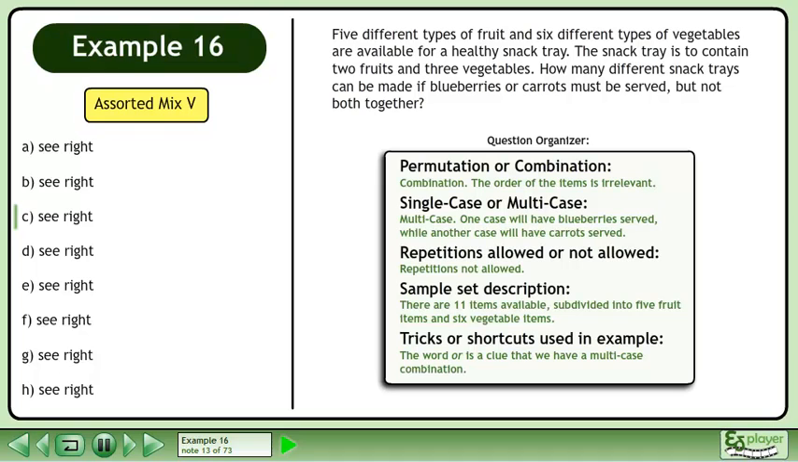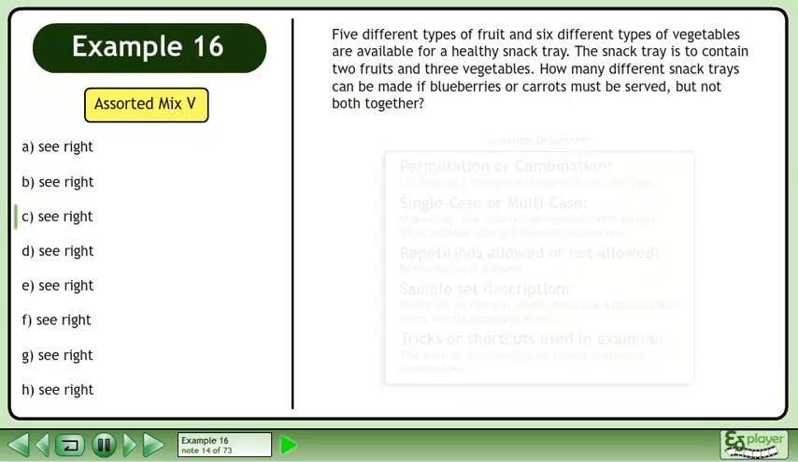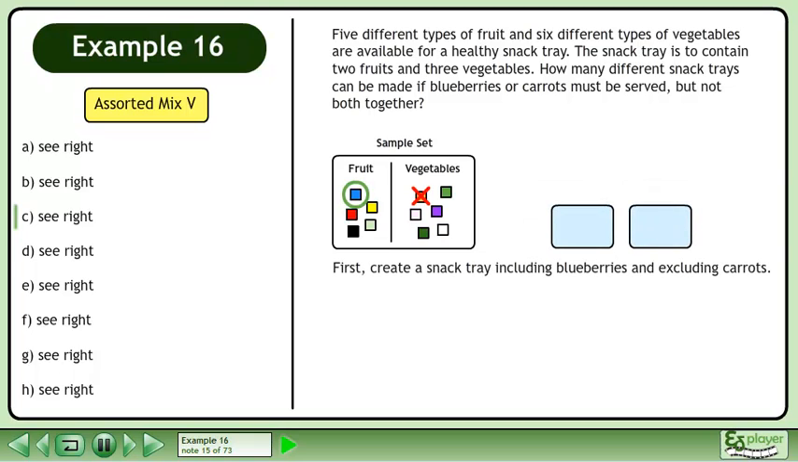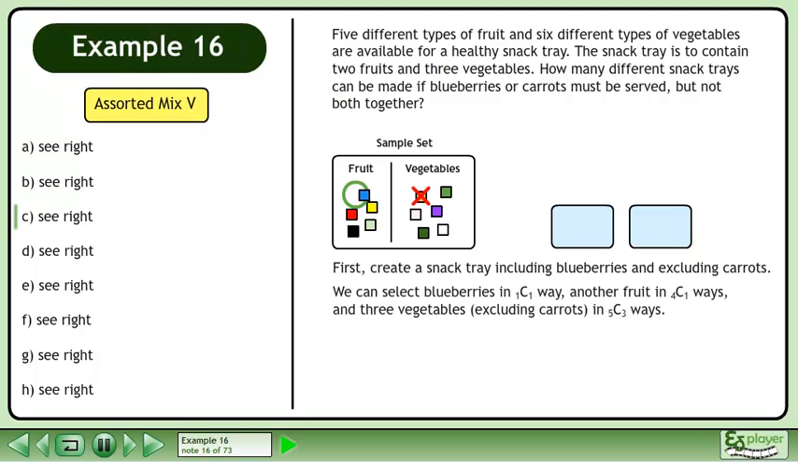Pause the video and organize the information about this question. There are 11 food items subdivided into 5 fruits and 6 vegetables. First, create a snack tray including blueberries and excluding carrots. We can select blueberries in 1 choose 1 way, another fruit in 4 choose 1 ways, and 3 vegetables, excluding carrots, in 5 choose 3 ways.